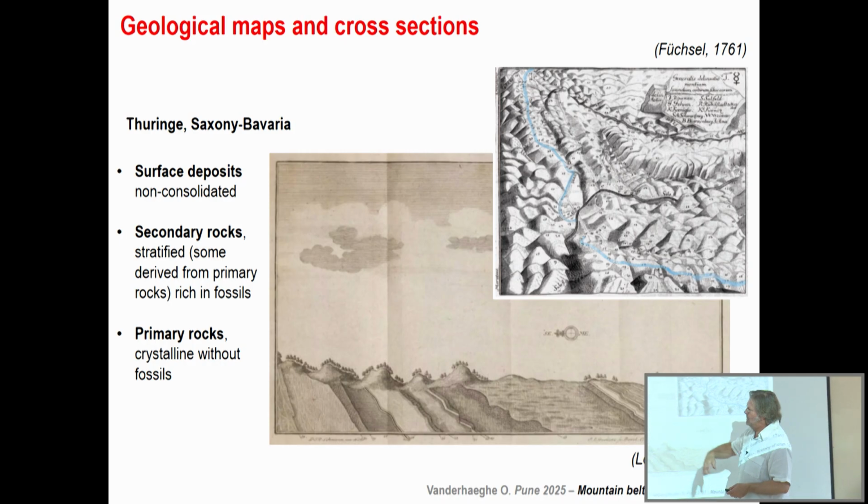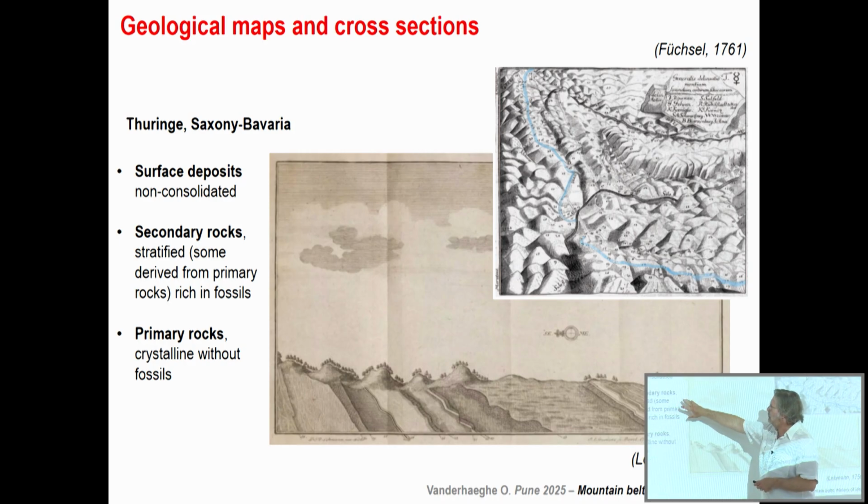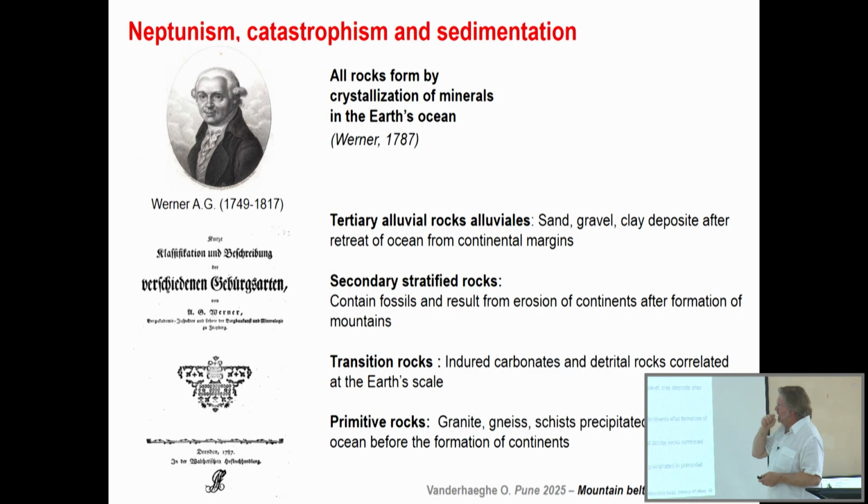From that analysis, they identified primary rocks, crystalline, without fossils, then secondary rocks, stratified, some derived from primary rocks by erosion, and some rich in fossils. And surface deposits, non-consolidated. So you can see here the beginning of the Earth-scale stratigraphy. And this fed the thought of Werner.